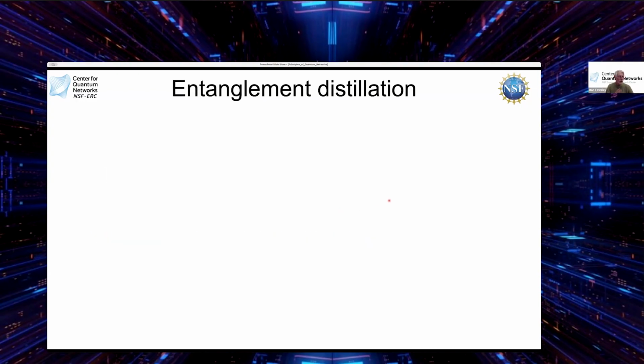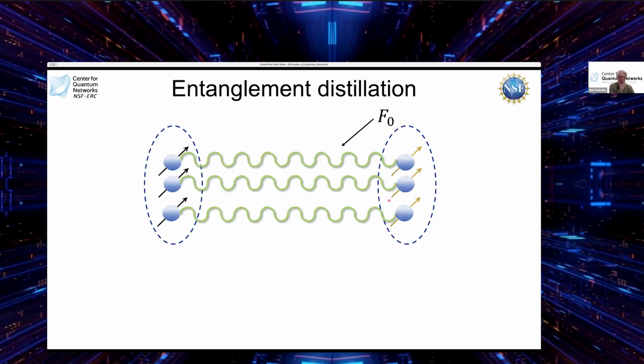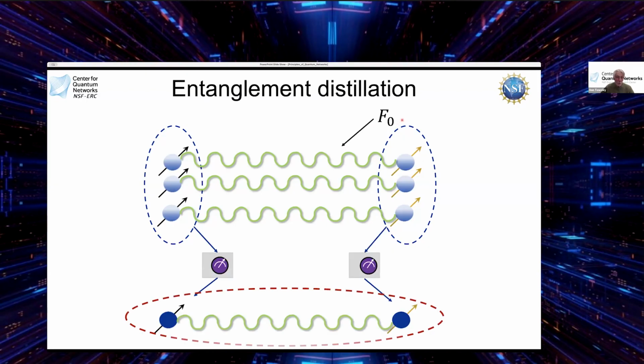Okay, so let's talk about noise. What I want to do is introduce what's called entanglement distillation. Let's say that Alice and Bob share three Bell pairs, and the Bell pairs have a fidelity F naught that's less than 1.